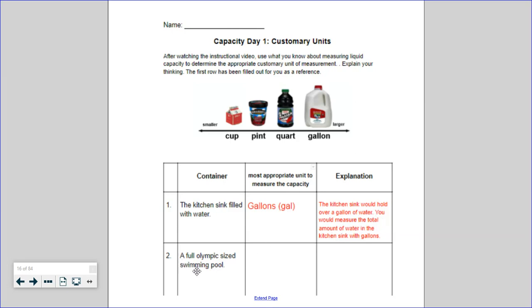Now here's another one that should be pretty easy for you. A full Olympic-sized swimming pool. What do you think? Definitely gallons because a huge swimming pool is going to hold a lot of water. And so you're not going to want to use these itty bitty cups to fill a swimming pool, right? You would measure it in gallons. You would use the biggest unit.